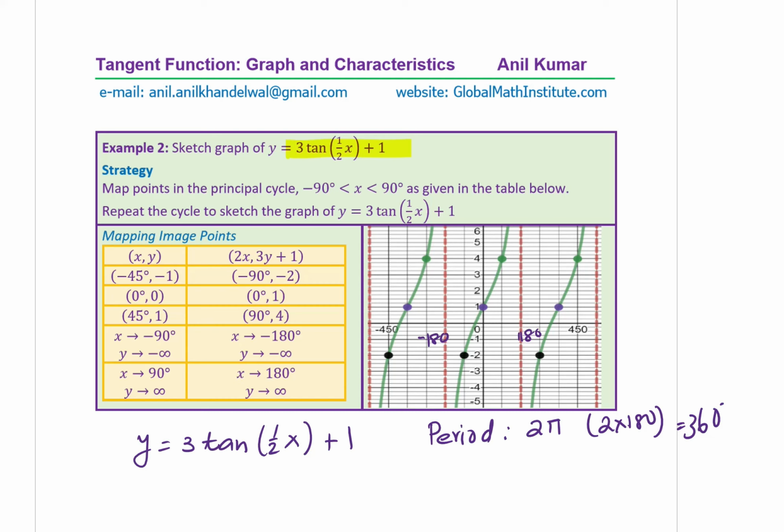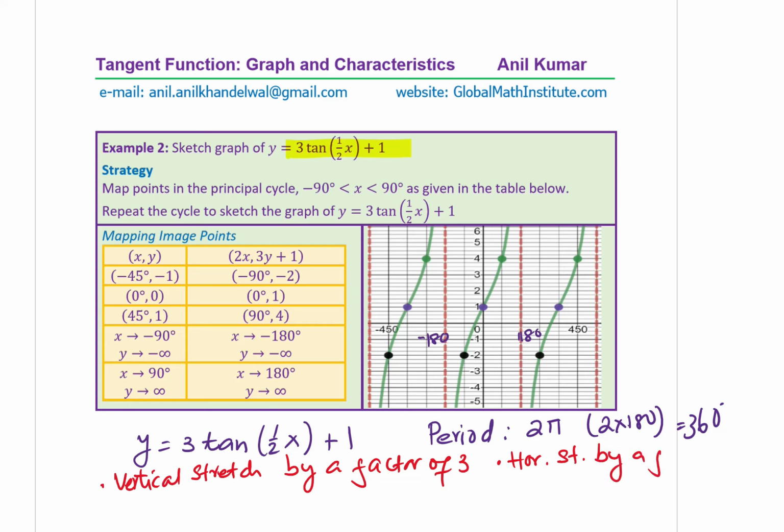Clear? Now let's also write down the transformations in this case. One transformation is vertical stretch by a factor of 3, and the other one is horizontal stretch by a factor of 2. Correct? So this horizontal stretch by a factor of 2 changes the period. That is what it is. So it becomes 360 degrees for us, correct? Now let's work in degrees for the time being as shown in the mapping diagram.